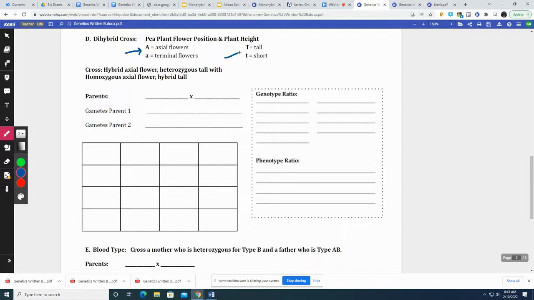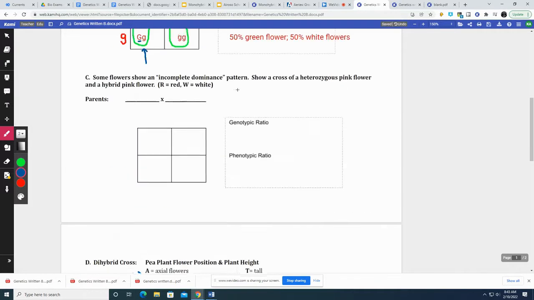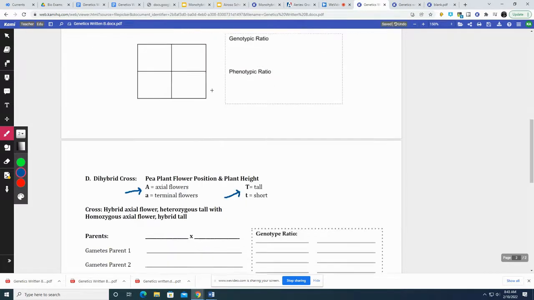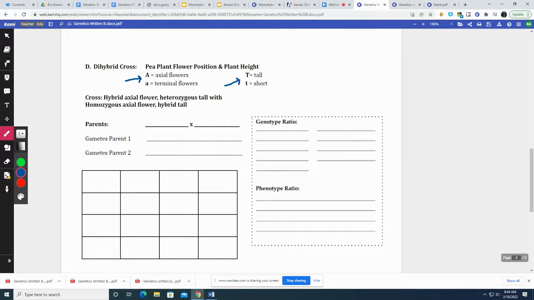But we're also going to look at not only where the flowers are at, but also are the plants tall and short. So we're looking at two traits at once, not just one trait like eye color or flower color. All right, so here we go. The first one is hybrid axial. Now, if you know what hybrid means, you're in business. If you don't, you might as well flip a coin or guess, because you got to know these terms.